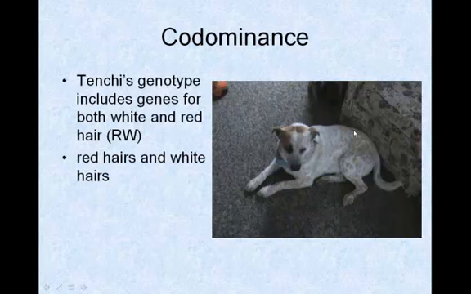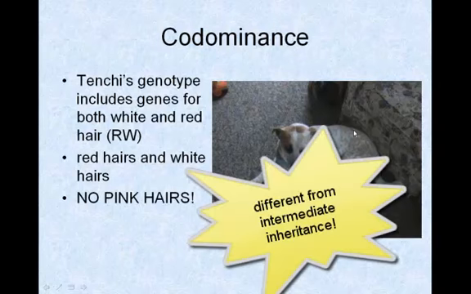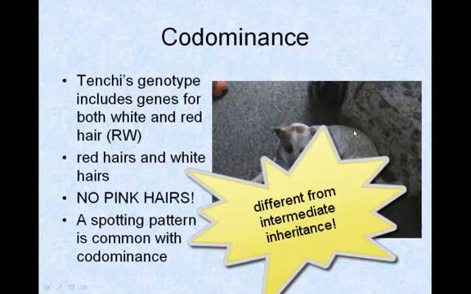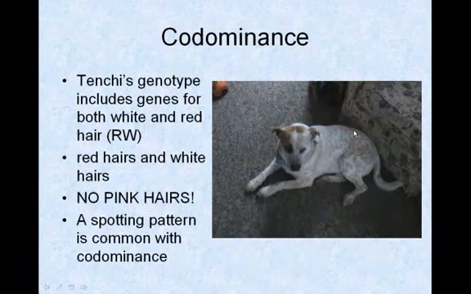And what happens is some of his hairs are completely red and some of his hairs are completely white. None of the hairs are in the middle. They're either red or they're white, one or the other. So that's what makes that kind of spotting pattern. He'll get like a blotch of red here, a blotch of white there, a blotch of red here, a blotch of white there. It's just random which gene is expressed. That's codominance.